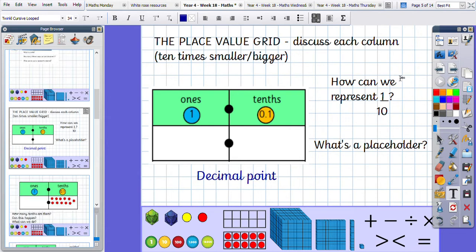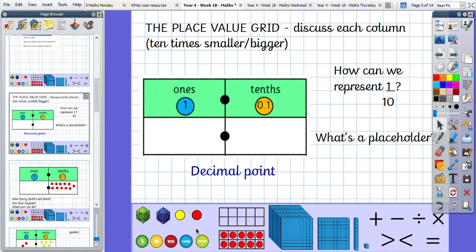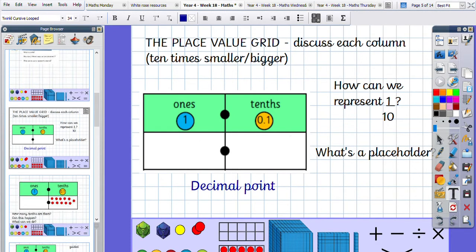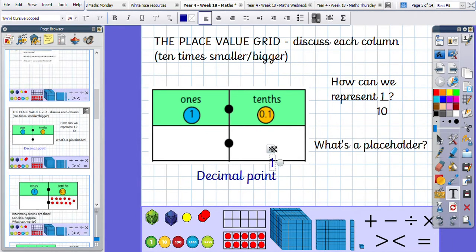So how can we represent 1/10? Let's have a look at our place value grid then. This column here is called the tenths column, and if we have 1/10, okay, then we could represent that by putting one counter in our tenths column. We could also represent it by just popping the number 1 in our tenths column, okay, and we have nothing in our ones column, so we would pop in our placeholder to show we have nothing in this column.